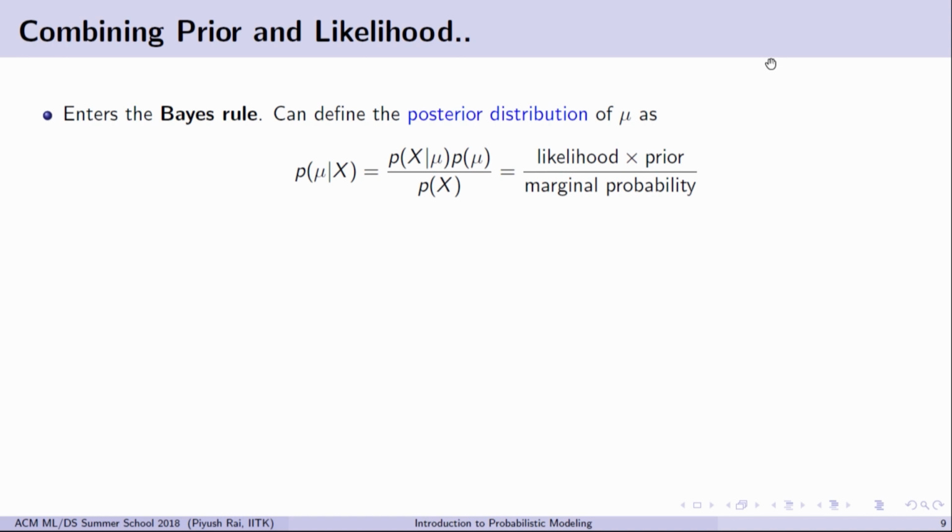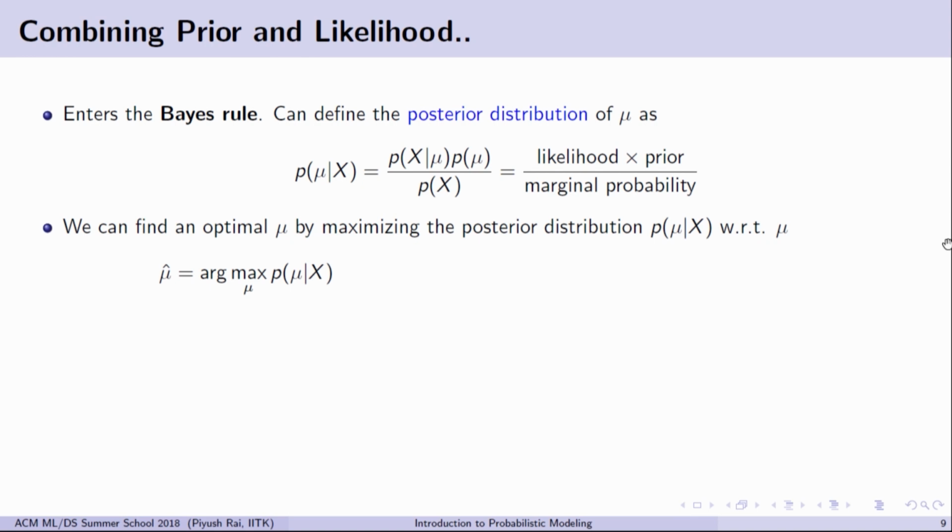So what we can do here, one option to find the optimal mu, would be to set mu hat as the point mu that maximizes this posterior distribution. So argmax of P of mu given x.